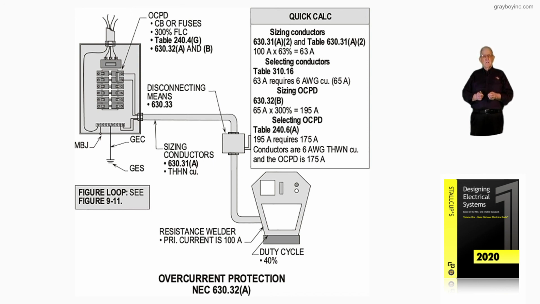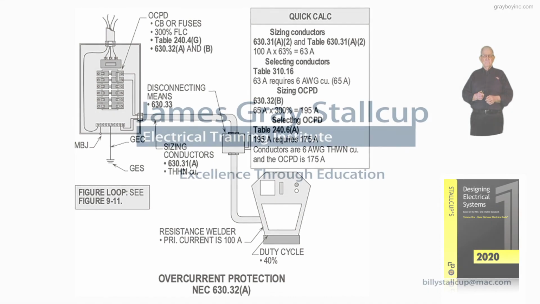So figure 14-35 simply deals with overcurrent protection for resistance welders in accordance with 630.32A to start with. Then you notice all your main sections are listed in this figure 14-35.